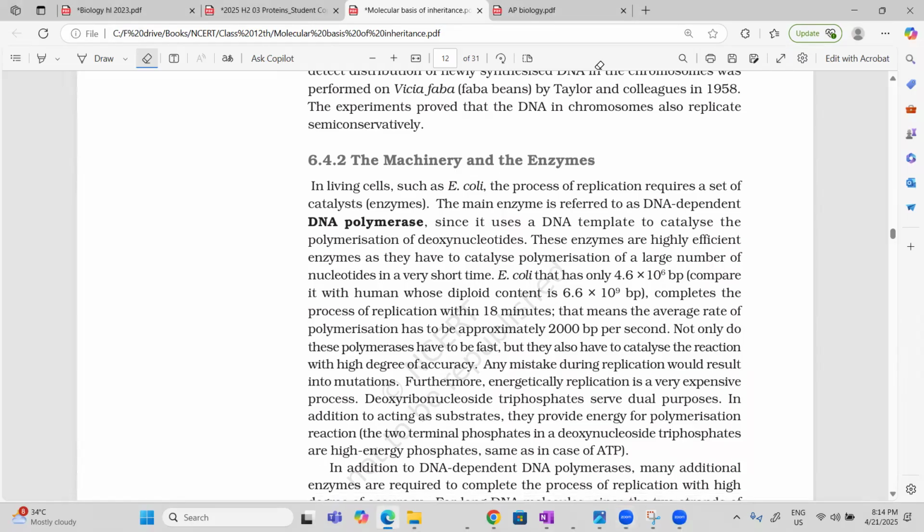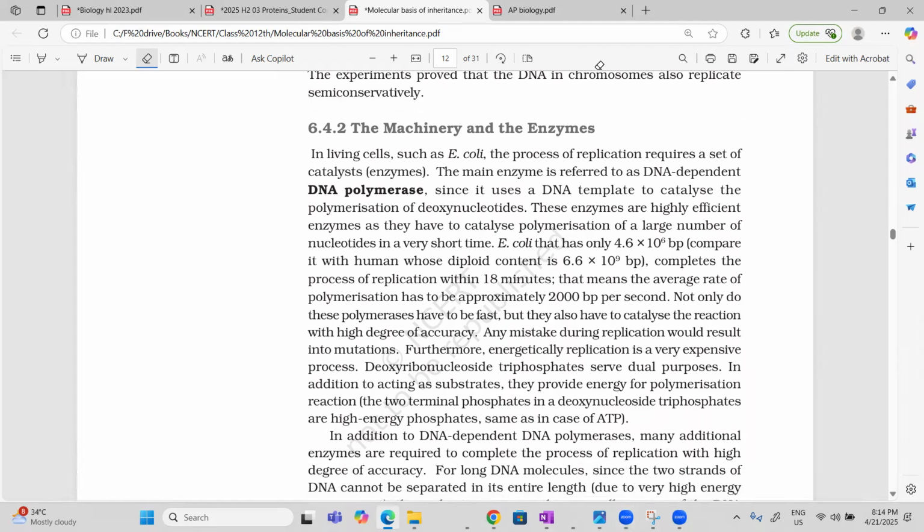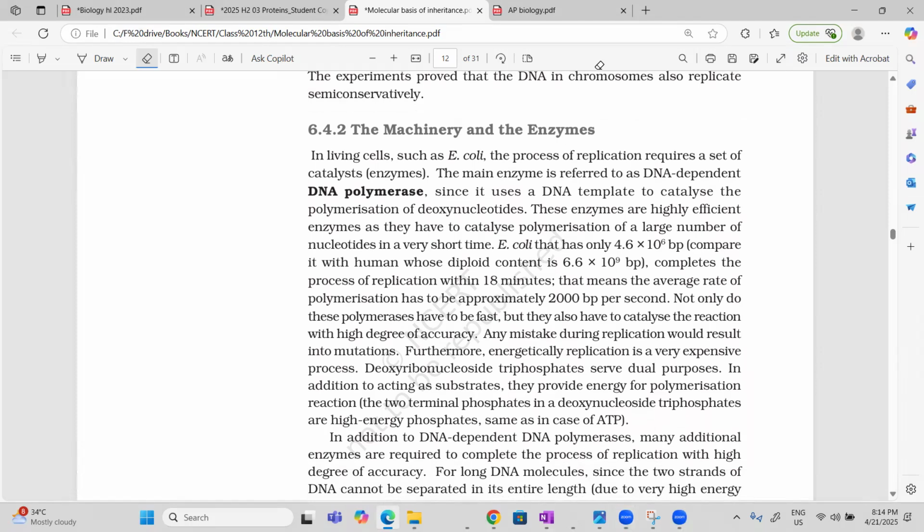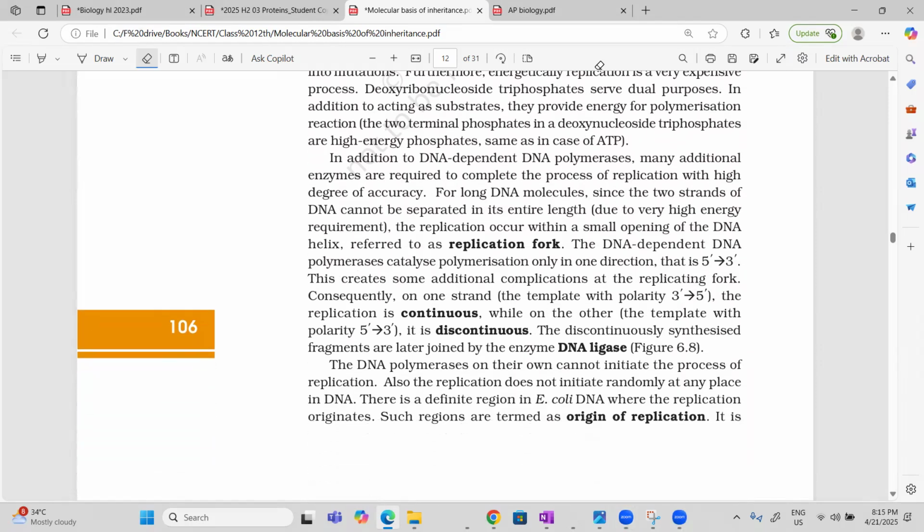So we are now studying DNA replication, what machinery and what enzymes we have to use. First of all, the enzyme which is required for DNA replication is DNA polymerase. And the main thing is this: replication will not start randomly from any point.